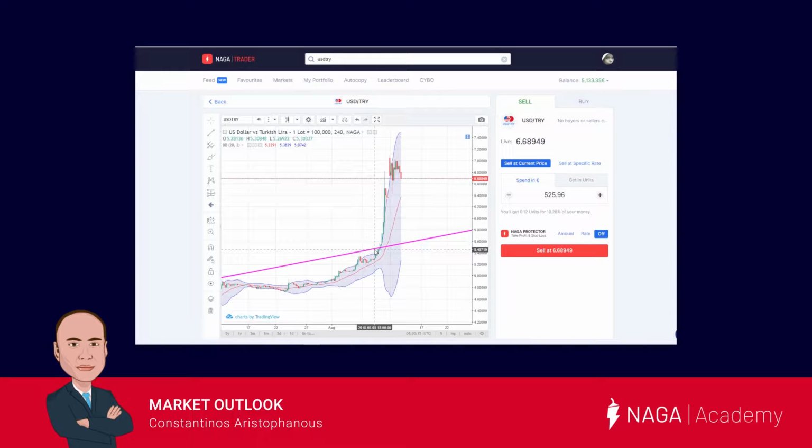Today we will be analyzing a variety of instruments on different asset classes. Our first instrument is the US dollar versus the Turkish Lira.